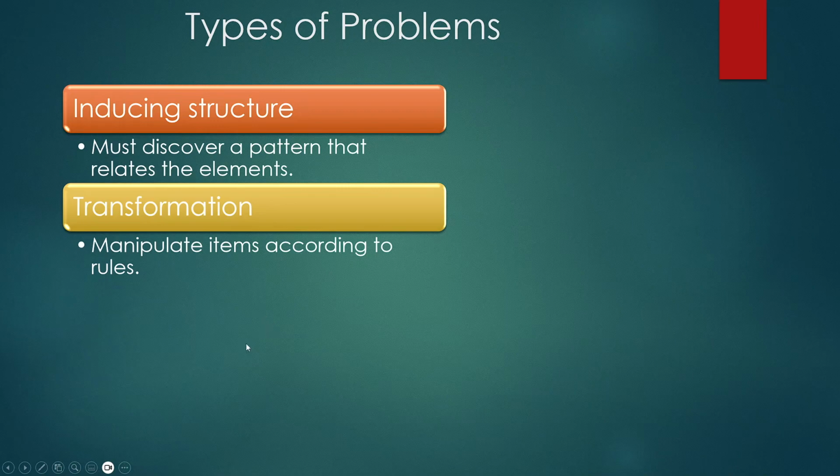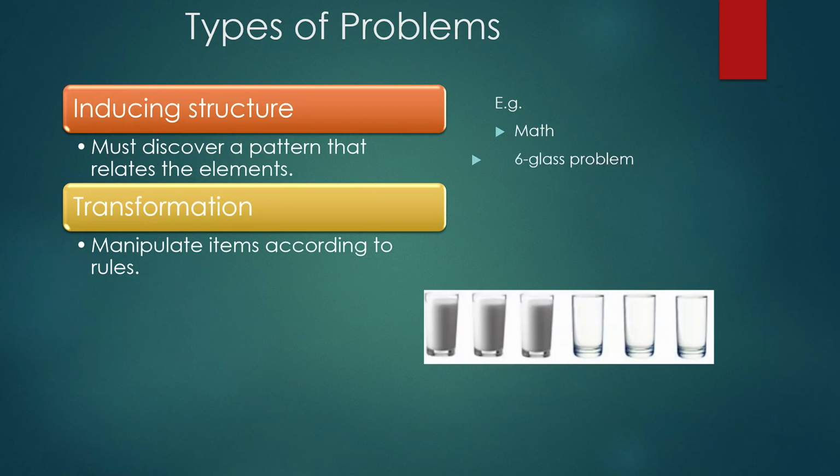Another type of problem is a transformation problem. This would be a problem where you're supposed to manipulate items according to some kind of rule in order to solve the problem. So math is a great example of a transformation problem. Here's another example, the 6 glass problem. In the 6 glass, surprisingly enough, there are 6 glasses, and half of them on the left are full and half of them on the right are empty. And your job, your assignment, is to figure out a way to make it so that the full glasses alternate with the empty glasses, but the restriction is that you can only touch one glass.